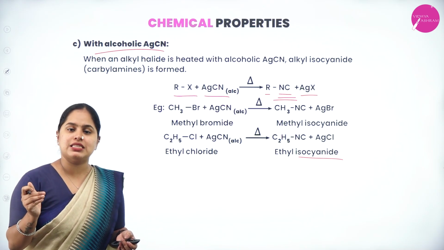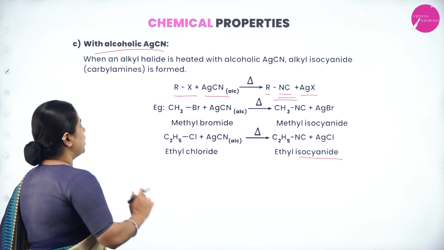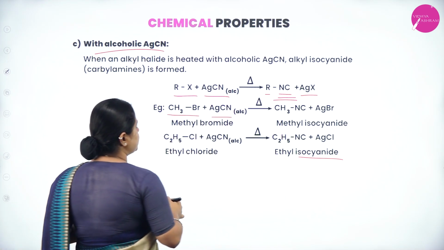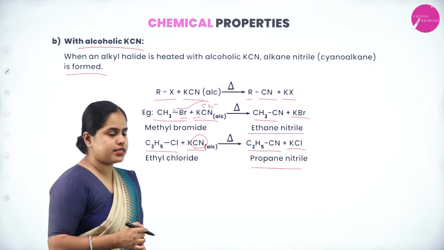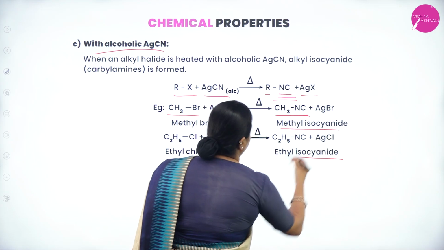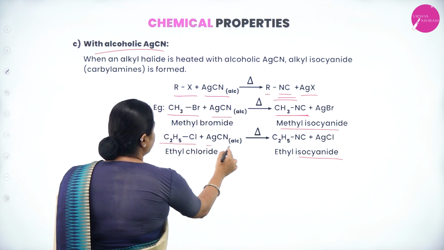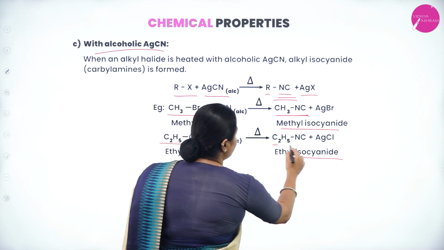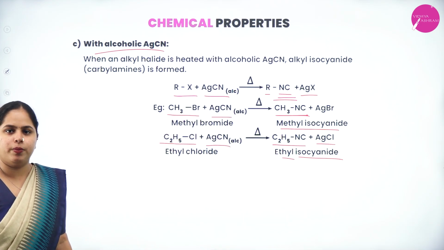When you use KCN and AgCN, you will get different products, which is very important. So methyl bromide reacts with AgCN. Will you get the same product? With KCN, you will get CH3CN. But here what are you getting? CH3NC, methyl isocyanide, and silver bromide. I hope the difference is clear. Now ethyl chloride reacts with AgCN and is heated: C2H5NC and AgCl. That is ethyl isocyanide. I hope it is clear.